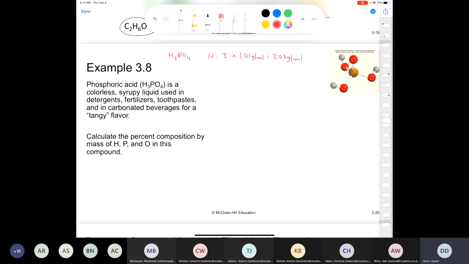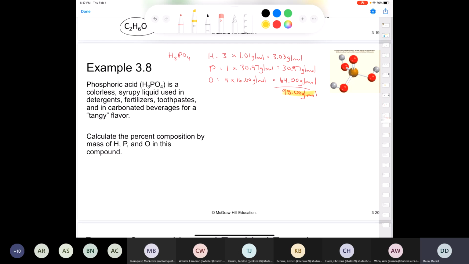If I calculate the mass of my phosphorus, I've got 1 times 30.97 grams per mole. And that gives me 30.97 grams per mole. And then for my oxygens, I have 4 times 16.00 grams per mole, and that equals 64.00 grams per mole. And I tally all that up. I got 98.00 grams per mole.